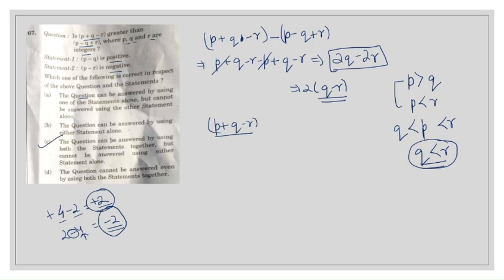That is, the question can be answered by using both the statements together, but cannot be answered using either statement alone. For example, if just statement 1 was given, we would not have been able to compare P, Q and R as we just did here. So it was necessary to have both the statements, and only then were we able to answer the question.